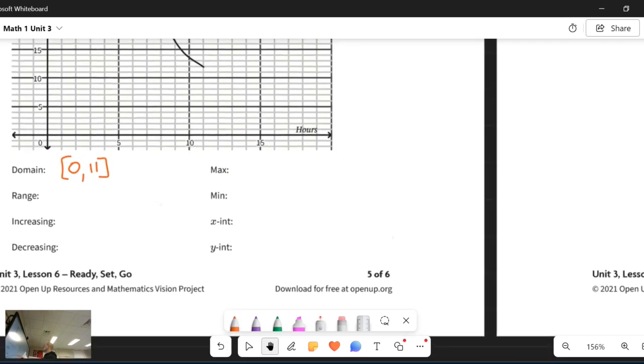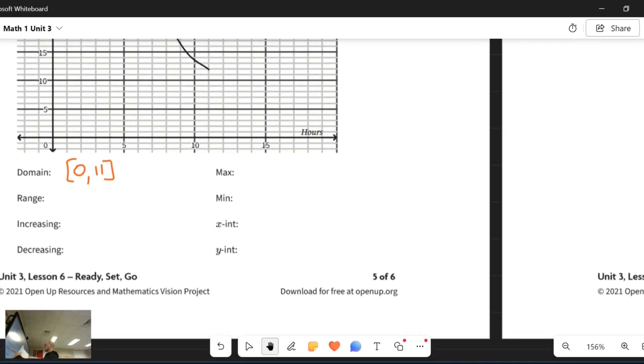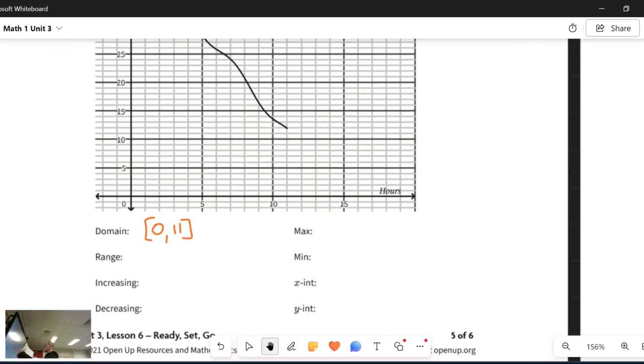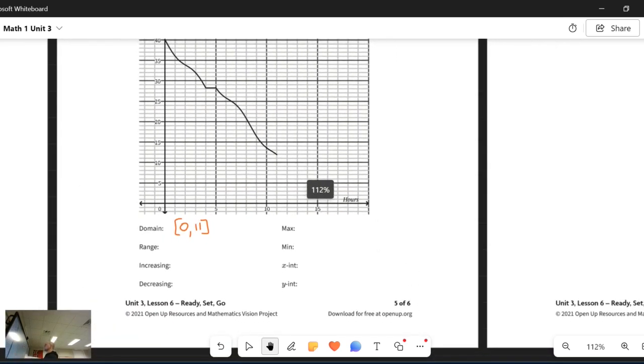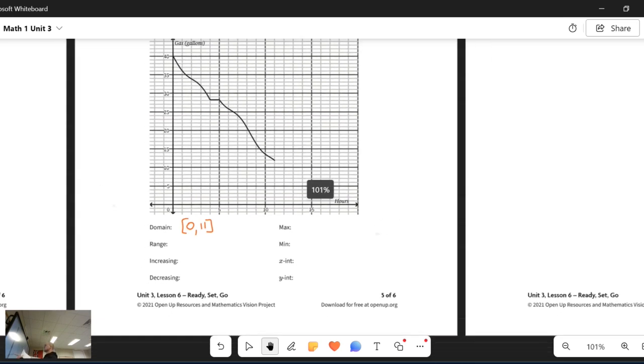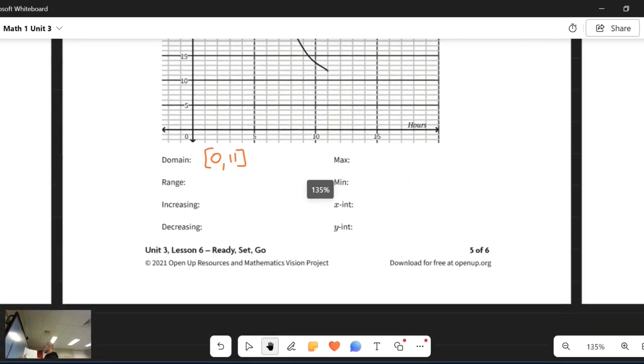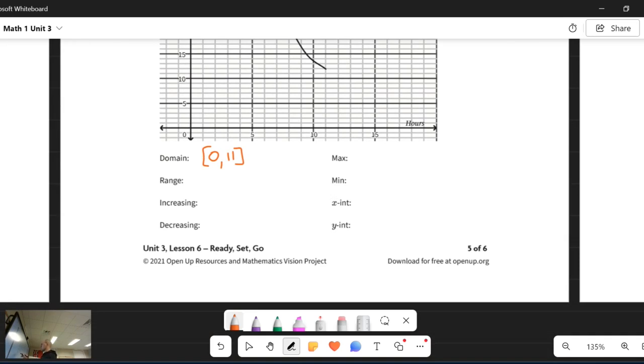My range is, what is my lowest point? I have to think up and down. My lowest point for my graph is sitting right at 12. The highest point is sitting at 40, with both of those being included. So I'm going to say the low was 12 and the high was 40. We don't care about what the x values are. I only care about the y's for the range.